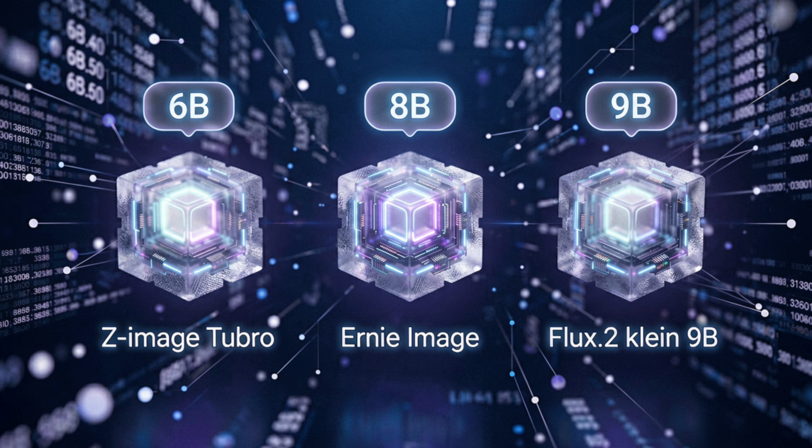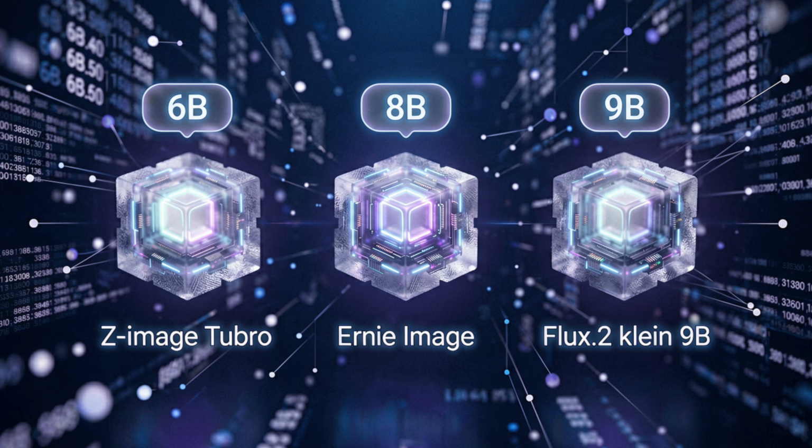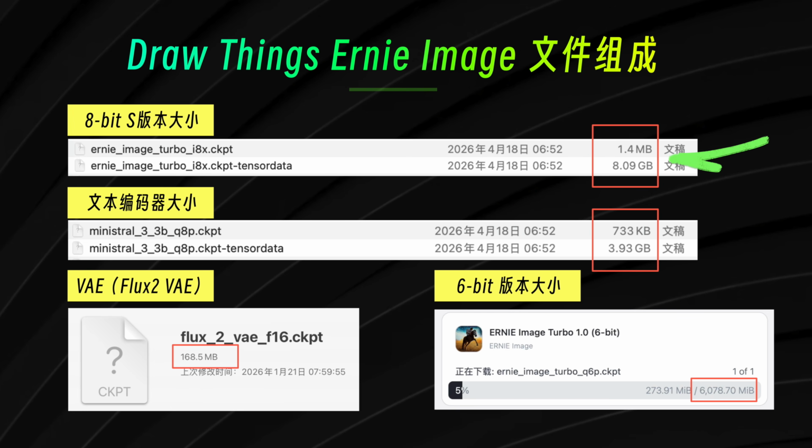Let's break down the model components. Ernie Image has 8B parameters, larger than Z-Image Turbo's 6B, but smaller than Flux 2 Klein 9B. In Draw Things, the 8-bit S version is about 8 GB, the 6-bit version is about 6 GB. The text encoder uses the French company Mistral's 3B model, around 4 GB, and the VAE is reused from Flux 2. If you've already downloaded Klein, no need to download it again. Overall, this open-source Ernie Image is relatively lightweight and very suitable for local usage.